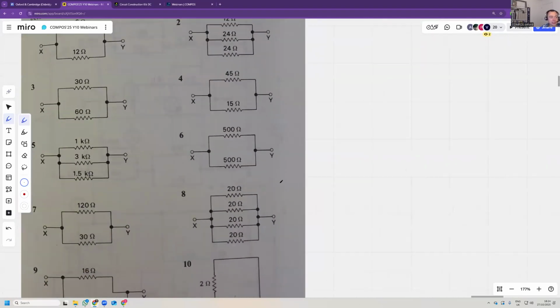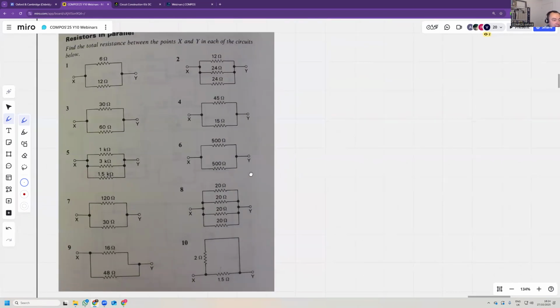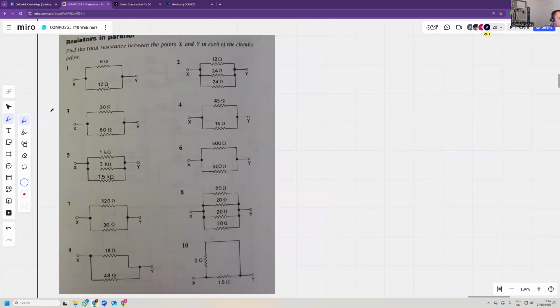Now, when you have resistors in parallel, then you have a different situation. So for example, for the first one, you have a 6 ohm resistor and a 12 ohm. So the zigzag is the old-fashioned way. Sorry, it's a picture from an old book. It's the old-fashioned resistor. So 6 ohm and 12 ohm.